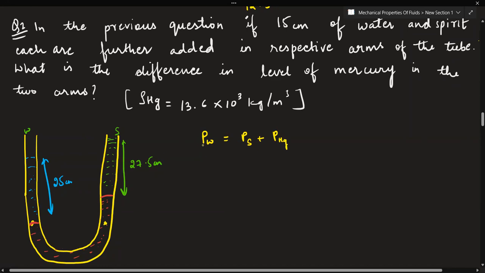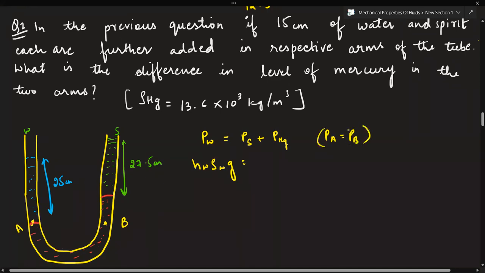Now if we write the formula, the pressure of water will be equal to h rho g, height of water, density of water, and g. Then we have to write it for spirit. Let us say this is point A, this is point B. So PA is equal to PB.